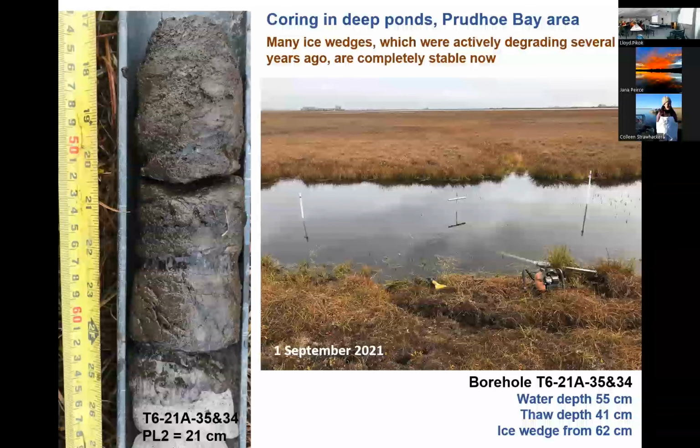For example, this deep pond, water depth more than half a meter, and you see it's September, so it's the maximum. Here we already have more than 20 centimeters of ice-rich frozen soil, which perfectly protects this wedge from further thawing. And probably the biggest factor is accumulation of organic matter, growth of aquatic vegetation, and it occurs very fast. And it results in a dramatic decrease in the thaw depth.